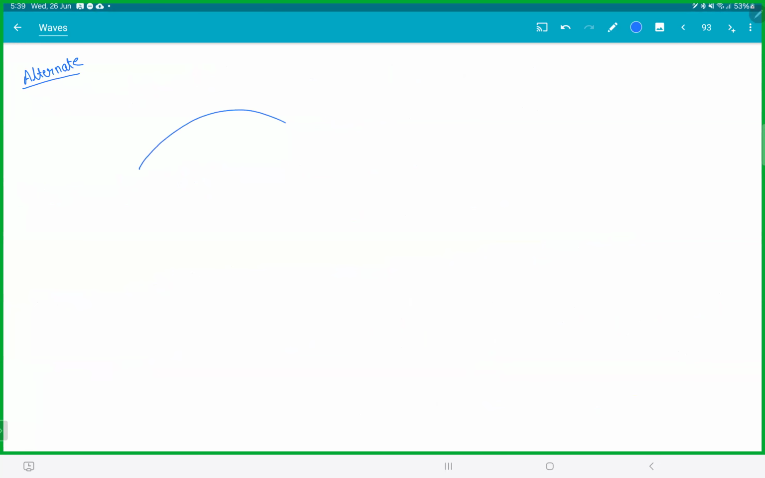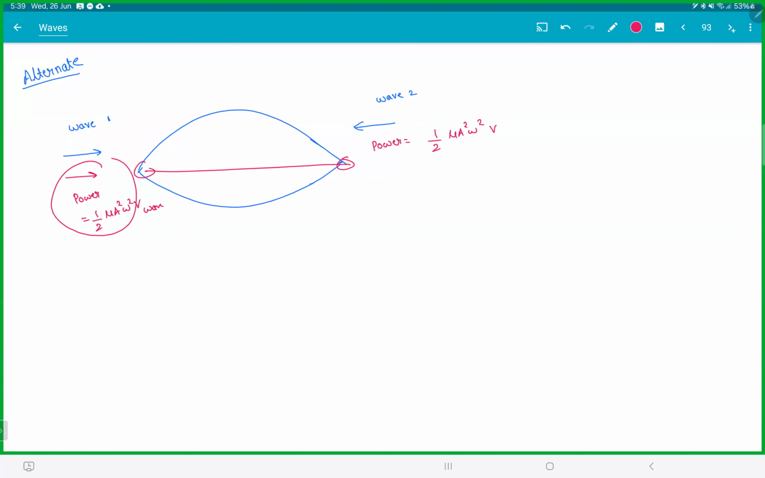Let's try to understand what this loop exactly is. How are you getting this? So this thing is nothing but two waves entering, isn't it? This is wave 2 and this is wave 1. Both are entering from both the sides. So both are giving you how much power? Power is entering from this side, which is half mu a square omega square v wave. The same power is entering from this side too, half mu a square omega square v wave. So this much power is entering from both the sides. So how much time will it take for this power to go from this point to this point?